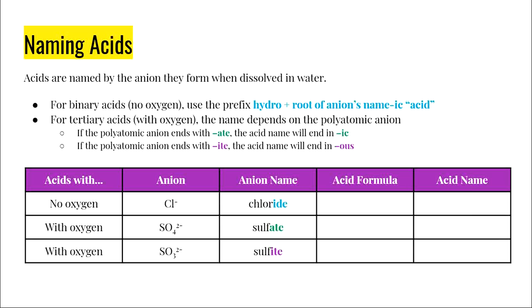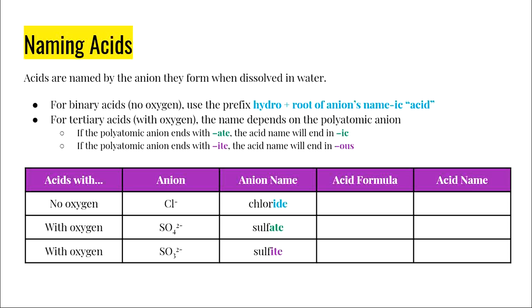When it comes to naming, acids are named by the anion they form when dissolved in water. For binary acids, meaning when there's no oxygen in the acid, we use the prefix hydro, the root of the anion's name, and then ic acid. For tertiary acids, which means that it has oxygen in it, the name depends on the polyatomic ion. So if the polyatomic anion ends with ate, the acid name will end in ic. If the polyatomic anion ends with ite, the acid name will end in us. So let's take a look at these 3 examples.